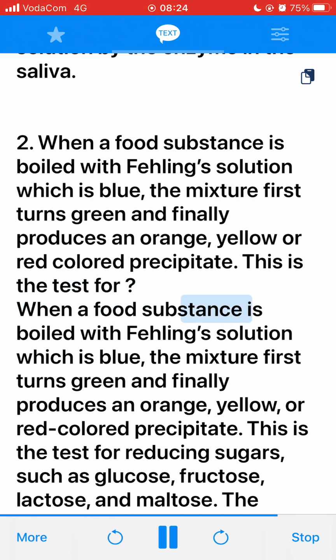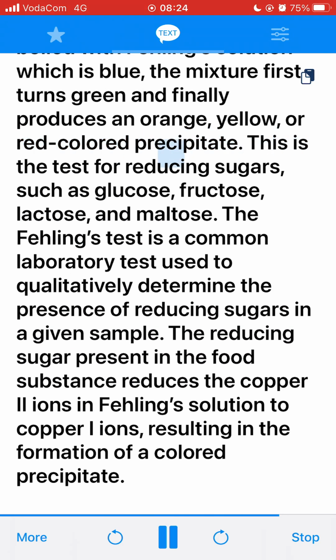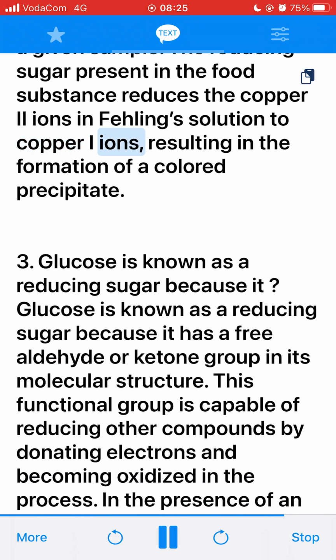When a food substance is boiled with Fehling solution, which is blue, the mixture first turns green and finally produces an orange, yellow, or red colored precipitate. This is the test for reducing sugars, such as glucose, fructose, lactose, and maltose. The Fehling's test is a common laboratory test used to qualitatively determine the presence of reducing sugars in a given sample. The reducing sugar present in the food substance reduces the copper(II) ions in Fehling's solution to copper(I) ions, resulting in the formation of a colored precipitate.